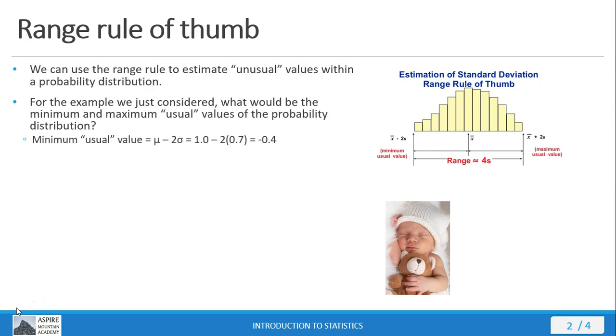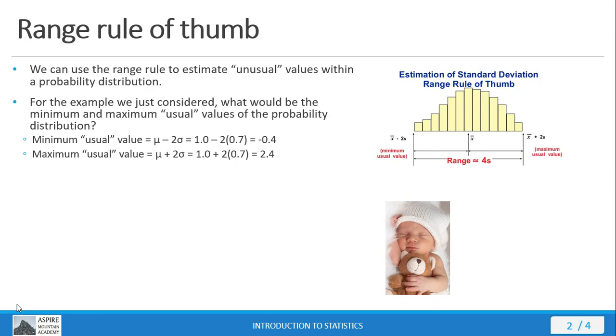Well, to get the minimum usual value, we're just going to subtract 2 standard deviations from the mean. And to get the maximum usual value, we're just going to add 2 standard deviations to the mean. Don't worry that this value here is negative. Some students see that and they freak out. There's nothing to freak out about. That's just the way the math works out.